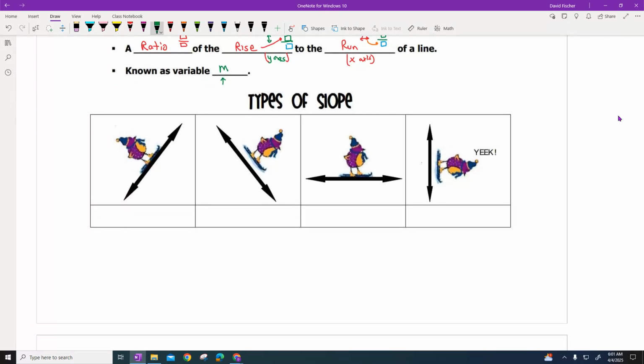Alright, somewhere along the line you should have said, hey, as I read my graph from left to right and my line's going up, we call this a positive slope. And as I read my graph from left to right, like a book, and I see my line is going down, we call this a negative slope.